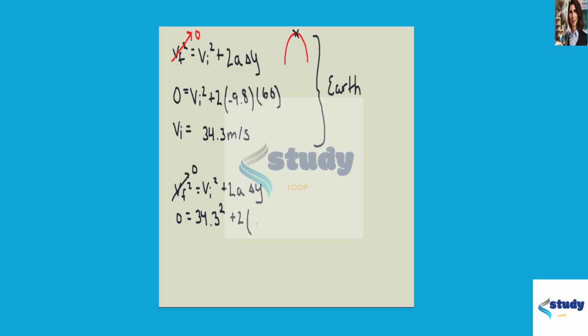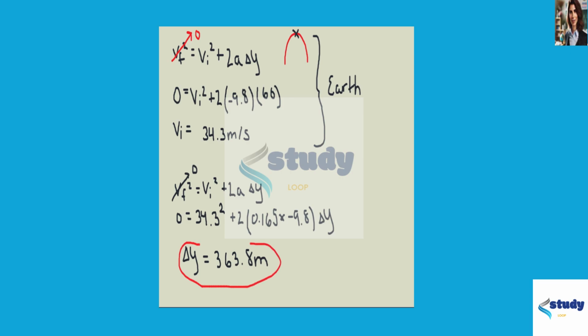Now our acceleration in this case is going to be 0.165 times negative 9.8, because they said that the moon has 0.165 times Earth's gravity. And this will be multiplied by delta y. So now when we solve this for delta y, we find out that delta y is equal to 363.8 meters.